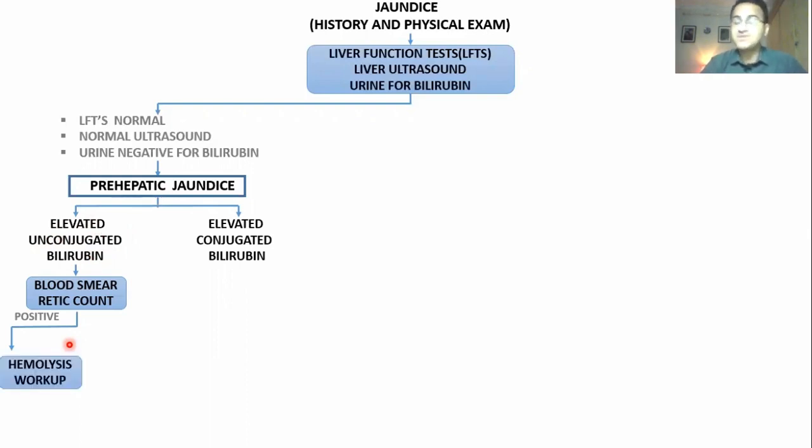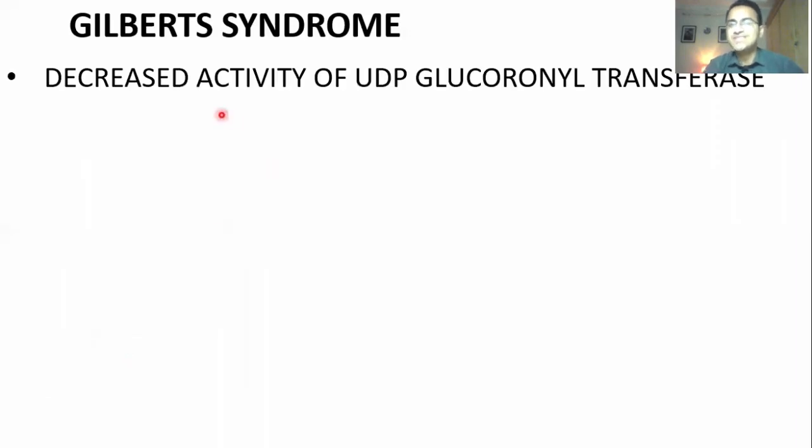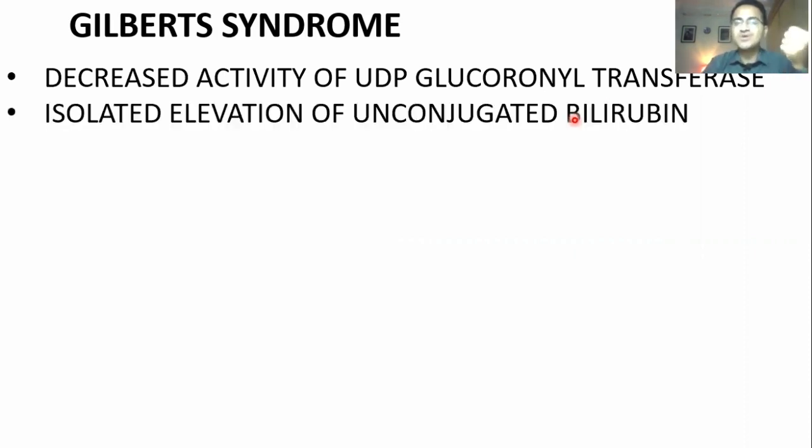If blood smear and retic count are negative, if they are normal, it means it was not hemolysis causing elevated unconjugated bilirubin. If blood smear and retic count is normal, then it is most probably Gilbert syndrome. What is Gilbert syndrome? Gilbert syndrome is a genetic disorder in which there is decreased activity of UDP glucuronide transferase, the conjugating enzyme. If there is decreased activity of conjugating enzyme, there will be isolated elevation of unconjugated bilirubin.